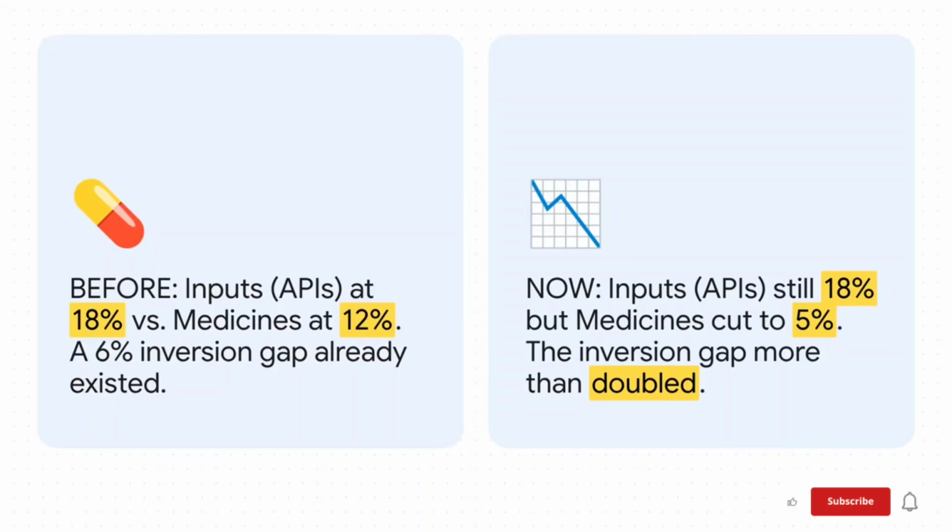So let's look at pharmaceuticals. The goal here was great, right? Make medicines cheaper for everyone. But look what happened. They cut the tax on the final medicine down to 5%. But they kept the tax on the raw materials, the active pharmaceutical ingredients, or APIs, way up at 18%. So the tax gap, that inversion, didn't just get bigger, it more than doubled. The working capital problem for drug makers actually got worse.